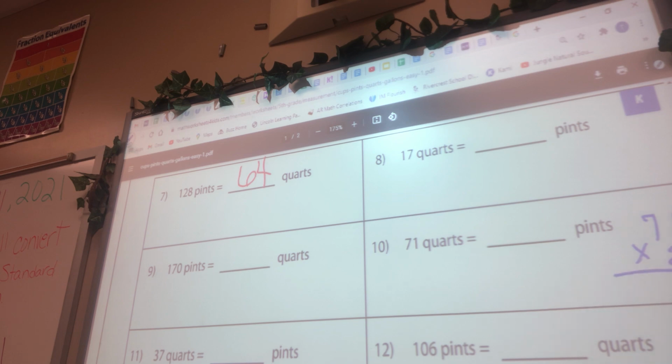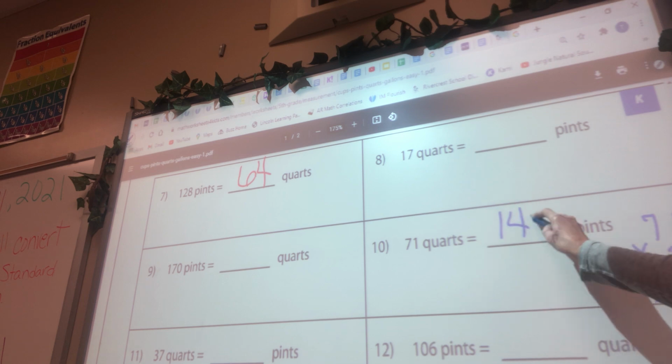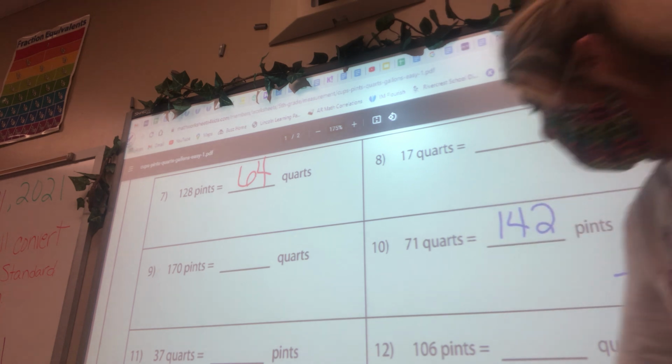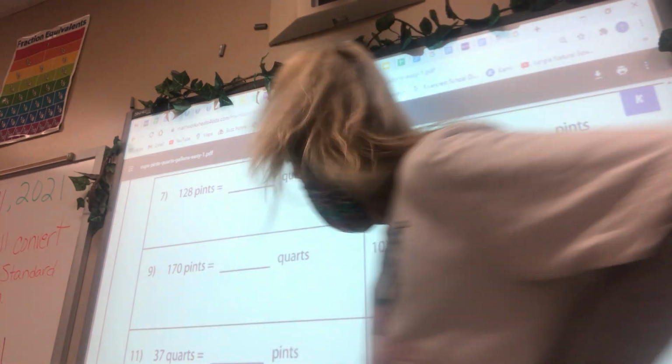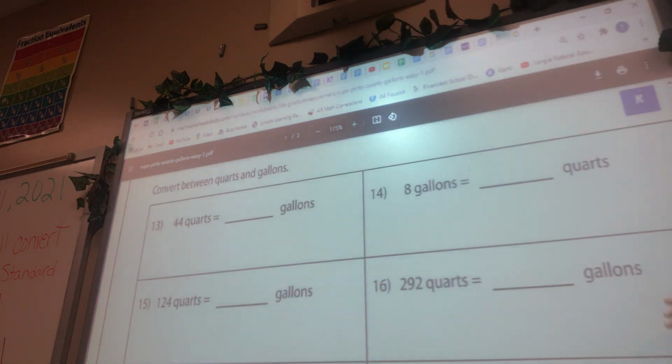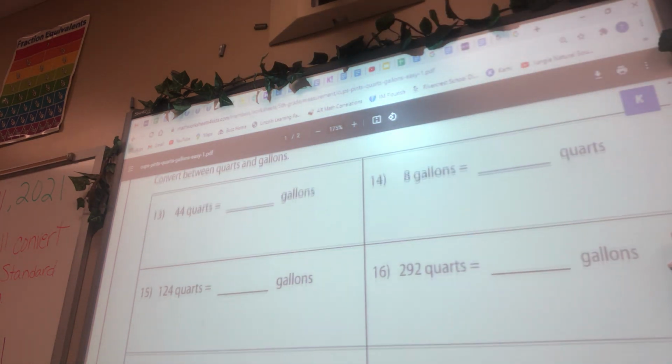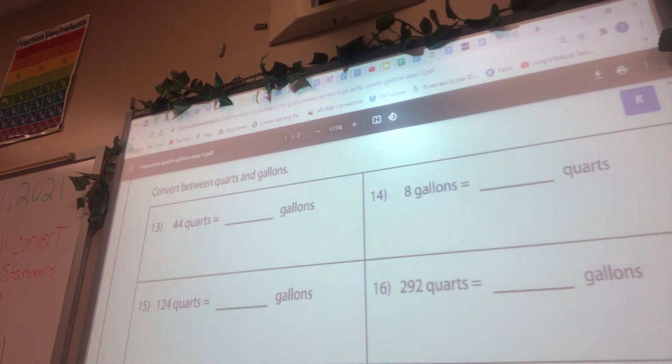2. 14. Okay, so 171 quarts is equal to 142 pints. Alright, fingers got that. I think I didn't know that. Oh, yeah, let's go.